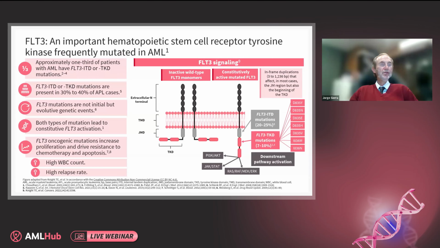The mutations lead to constitutive activation of the receptor and the signaling of different pathways downstream, mainly PI3K-AKT, JAK-STAT, and RAS-RAF-MEK, and this leads to active proliferation of the leukemic cells and some degree of inhibition of apoptosis. FLT3 mutations are associated with high blood cell counts and a high relapse rate.